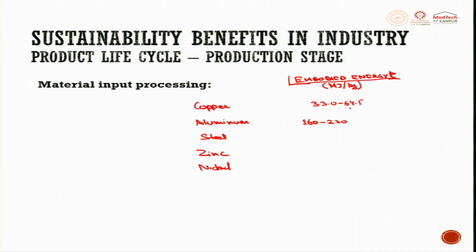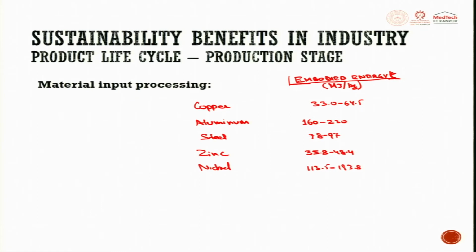In between, the zinc is there, 35.8 to 48.4 megajoules per kg. We have steel that varies from 78 to 97 of the units, and the nickel varying from 113.5 to 193.8 megajoules per kg. So this is the embodied energy. This is the material input that is there.